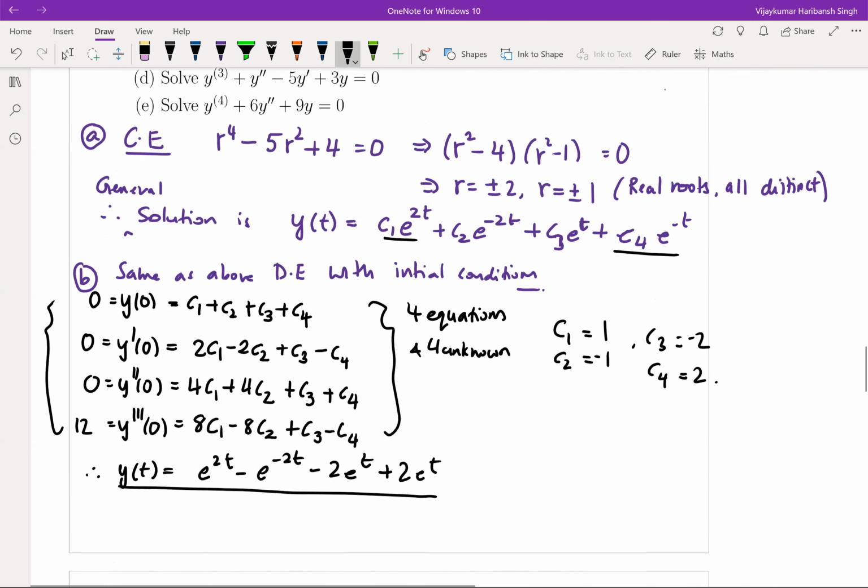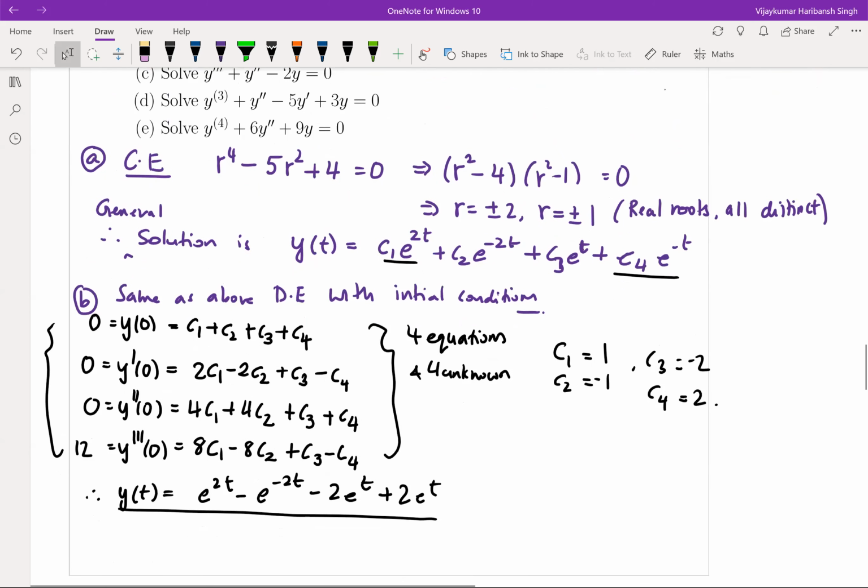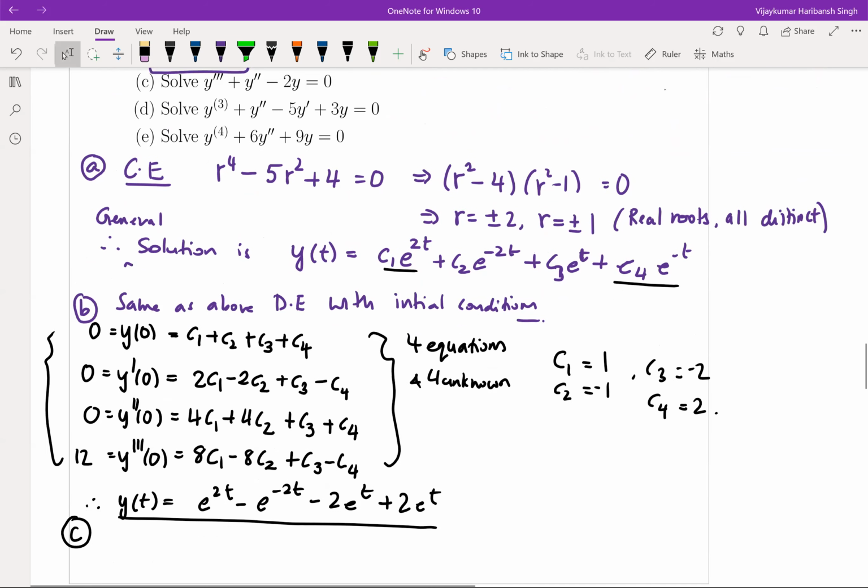All right. So now let's deal with the next one. Let's start with C, which is left out. C is y triple prime. So what is the characteristic equation in this case? It is going to be r cubed plus r squared minus 2r equals 0.